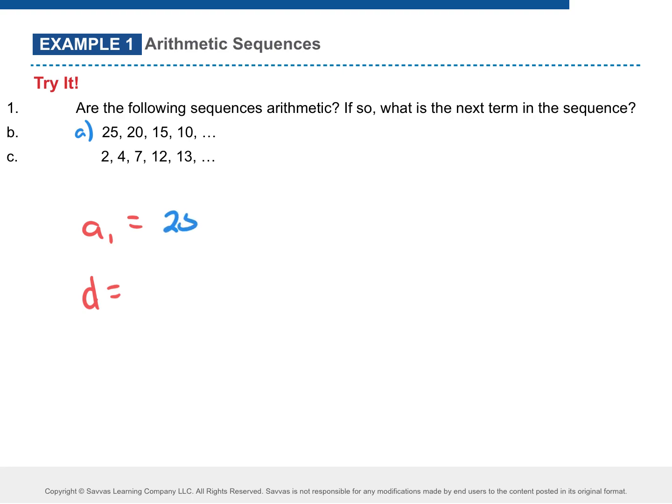25. What does that A1 stand for? How do I know it's 25? That's the first term in the sequence. Okay, so whatever term is listed first, that's your A1. How do I find D? How much is it skipping, what the pattern is, okay?